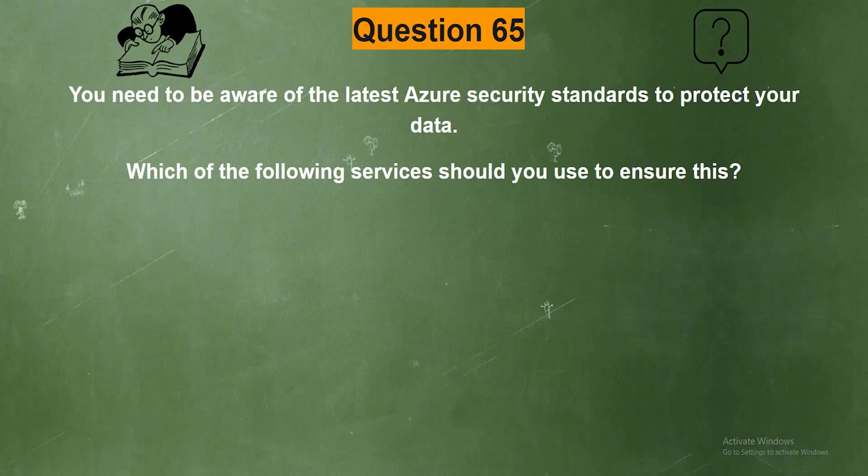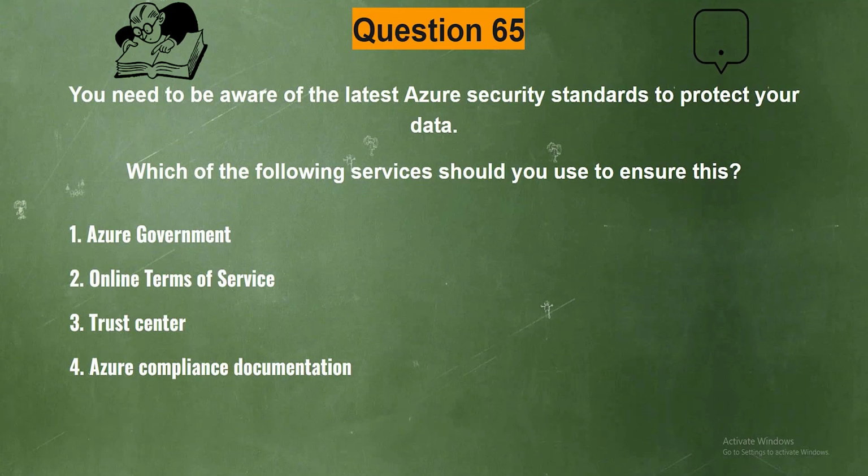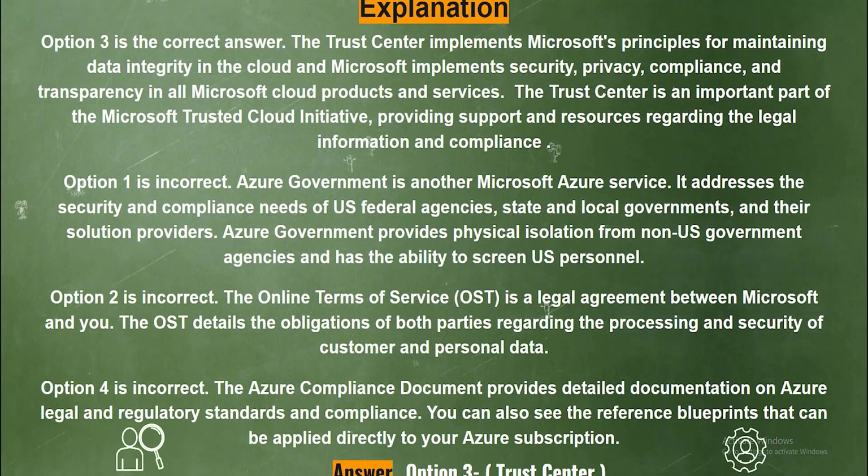Question 65. You need to be aware of the latest Azure security standards to protect your data. Which of the following services should you use to ensure this? And the options are: option 1, Azure Government; option 2, Online Terms of Service; option 3, Trust Center; option 4, Azure Compliance Documentation. And the correct answer is option 3. Explanation. Option 3 is the correct answer.